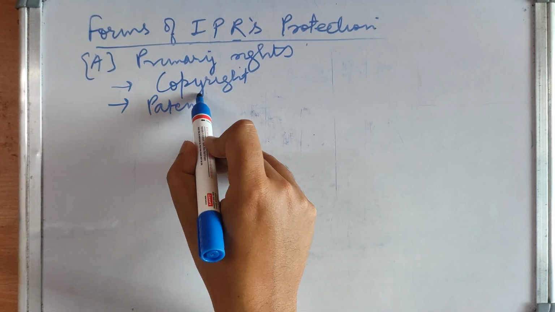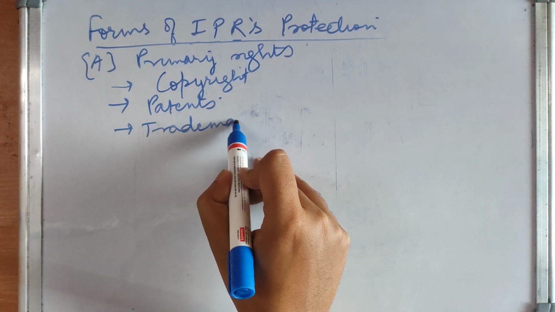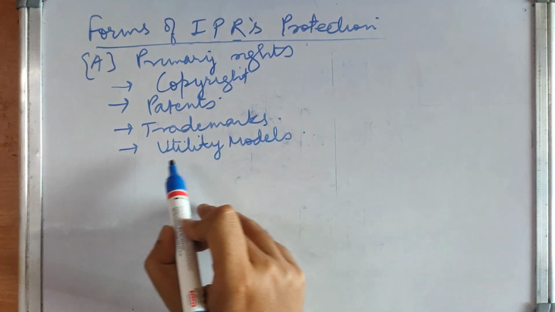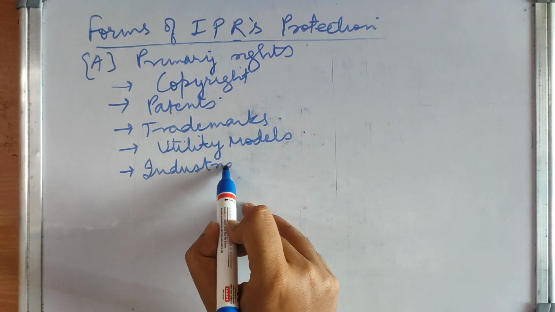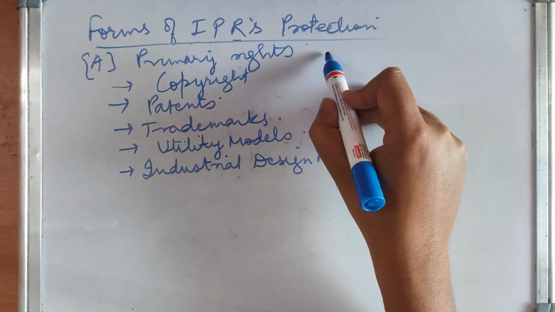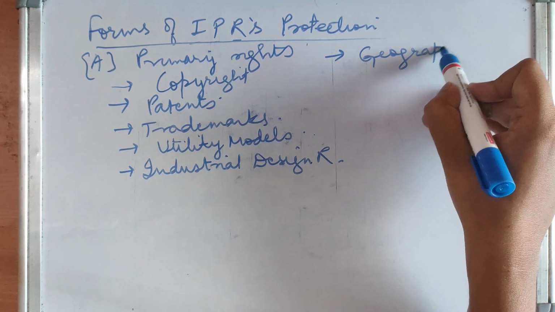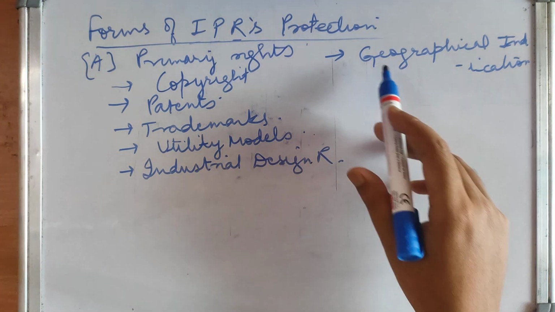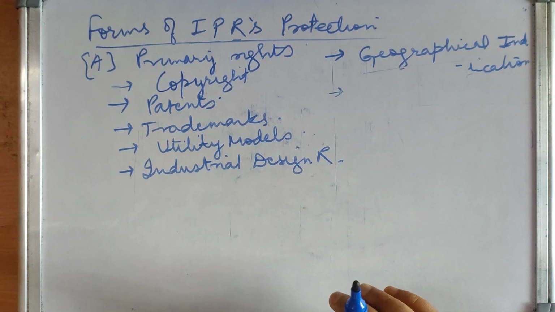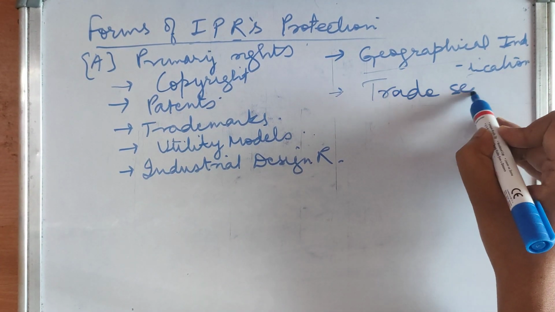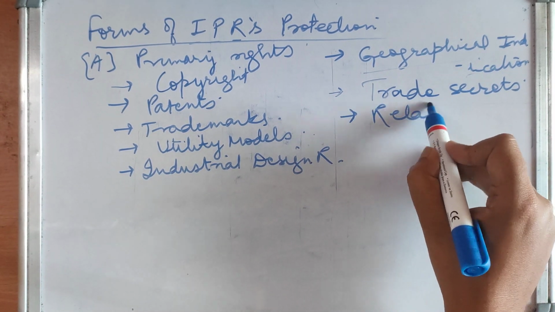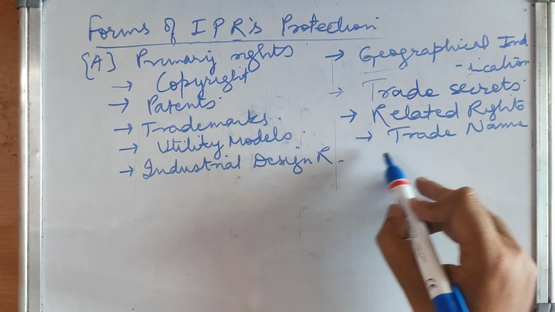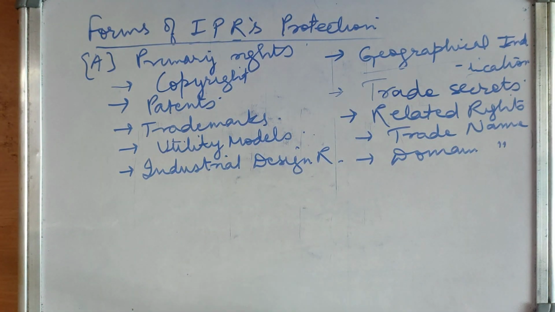patents, trademarks, utility models, industrial design rights, geographical indication, as UPSC aspirants you all know what geographical indication is, what GI products are, trade secrets, related rights, trade name, domain name. So these are primary rights.